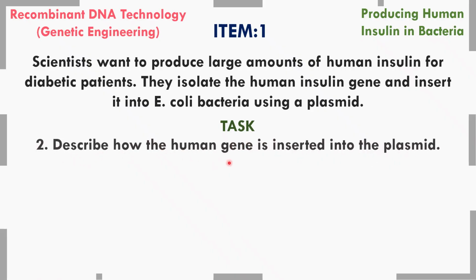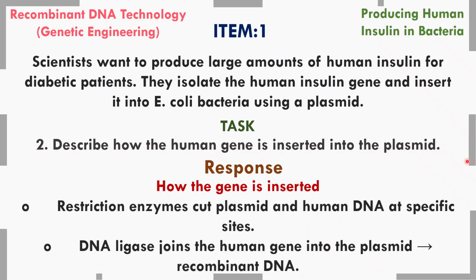Describe how the human gene is inserted into the plasmid. How the gene is inserted. Restriction enzymes cut the plasmid and the human DNA at a specific site. DNA ligase joins the human gene into the plasmid, leading to recombinant DNA.